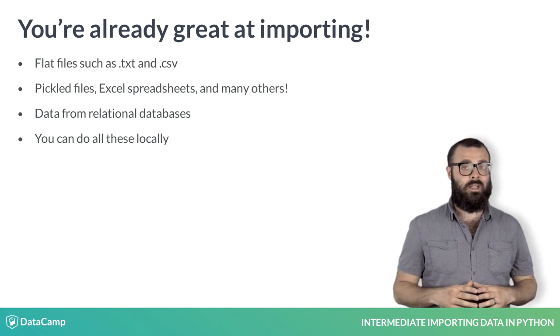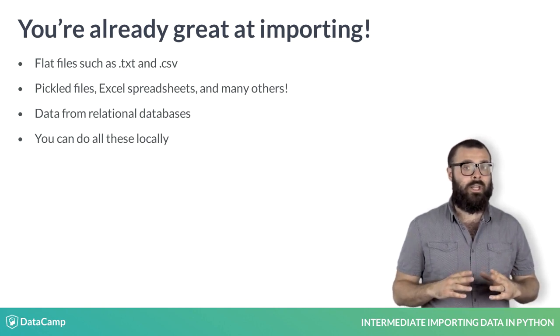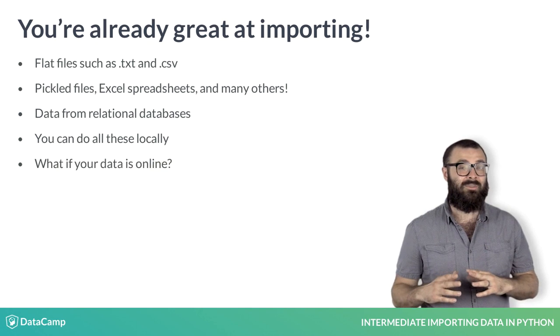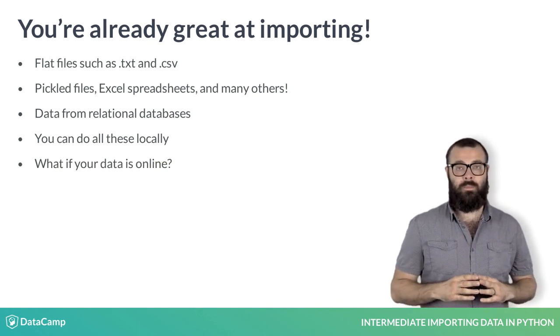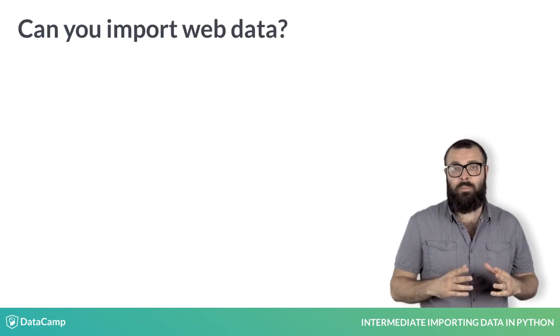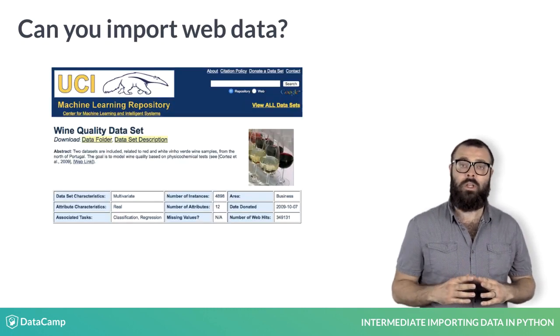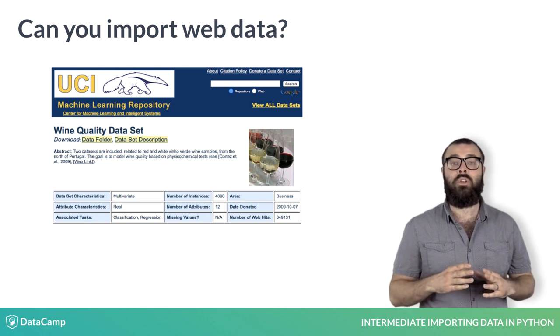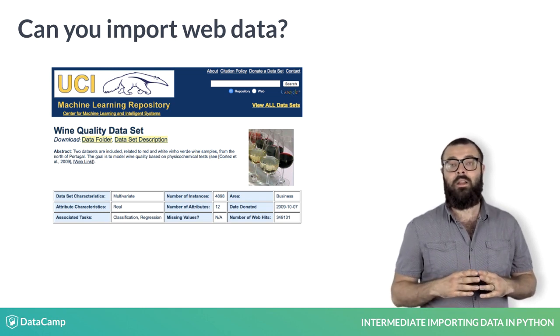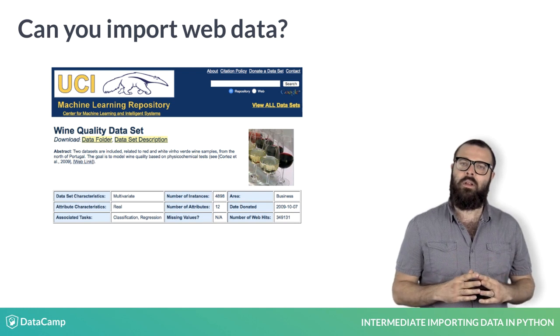Much of the time as a data scientist, these skills won't be quite enough because you won't always have the data that you need. You'll need to import it from the World Wide Web. Say, for example, you want to import the wine quality dataset from the machine learning repository hosted by the University of California, Irvine. How do you get this file from the web?